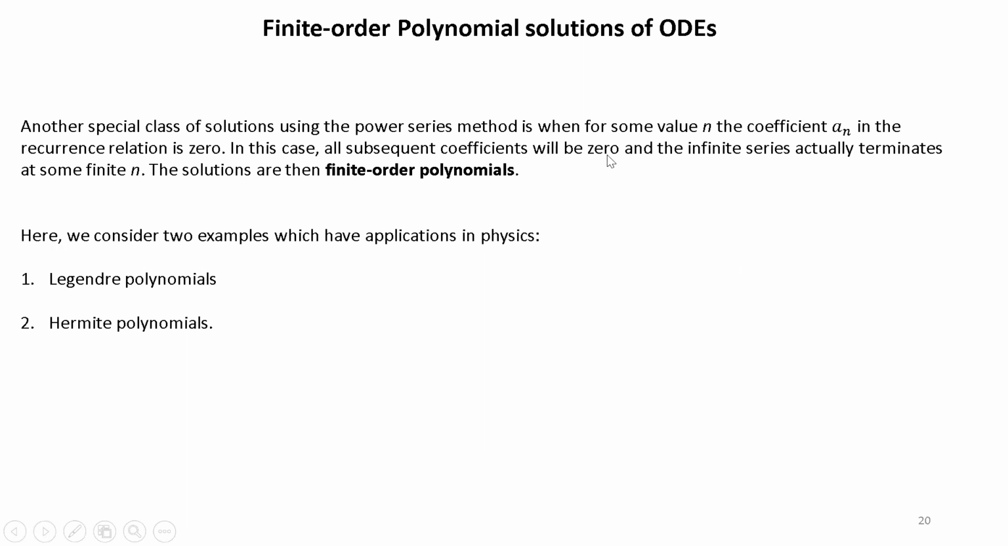That means you have A0 non-zero, A1 non-zero, up to maybe AN non-zero, and then suddenly AN plus 1 is 0, and AN plus 2 is 0, and all the subsequent terms are just 0. So in that case, you are just going to have a finite polynomial as your solution, instead of an infinite series.